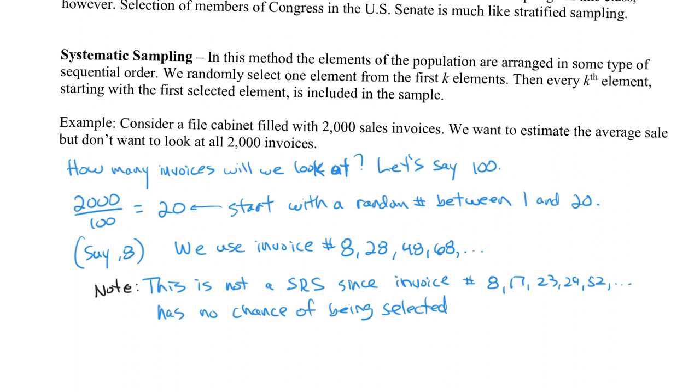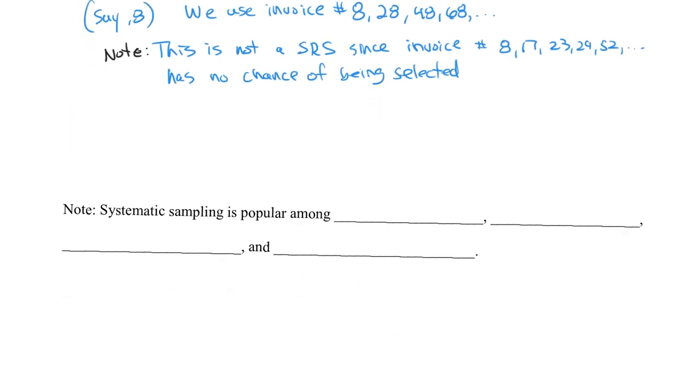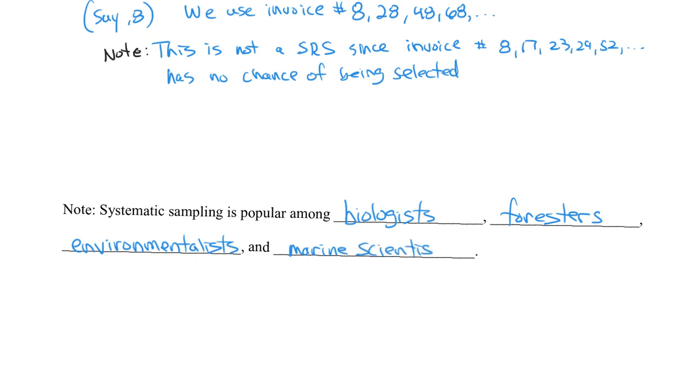It's a systematic sample. And this is popular among biologists, foresters, environmentalists, and marine scientists. And often what will be done is there'll be a grid system that's used. It'll be a numbered grid system, and then systematic sampling will be used to collect samples.